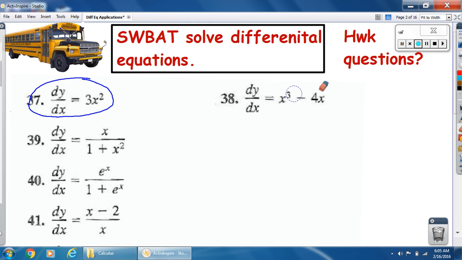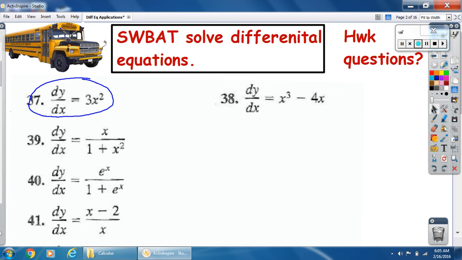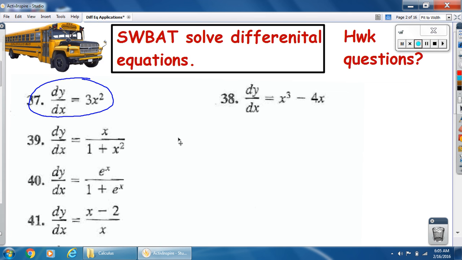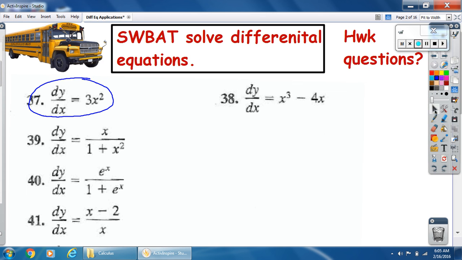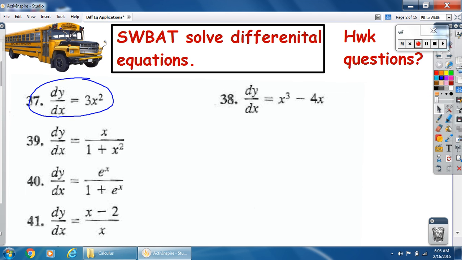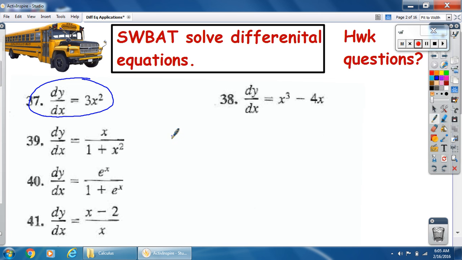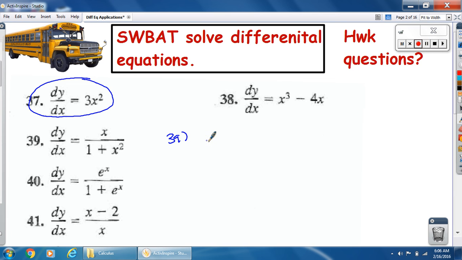So the steps are to separate, integrate, and solve for c if possible. None of these have an initial condition, so we're going to then solve for y. All right, so let's grab the pen here. Number 39. So I'm going to multiply both sides by dx, and I'll get x over 1 plus x squared dx.